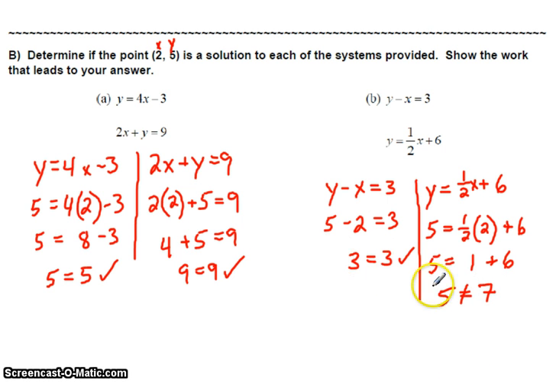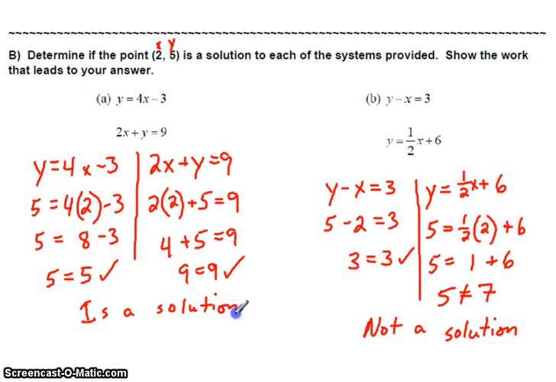So since this one doesn't check, 2, 5 is not a solution. But for part A, both of them did check, so it is a solution. All right, so you really got to check both of them to make sure. Cool. So flip it over to the back.